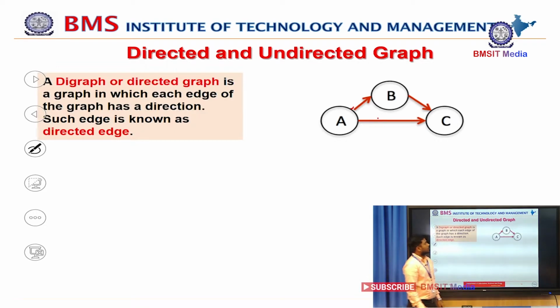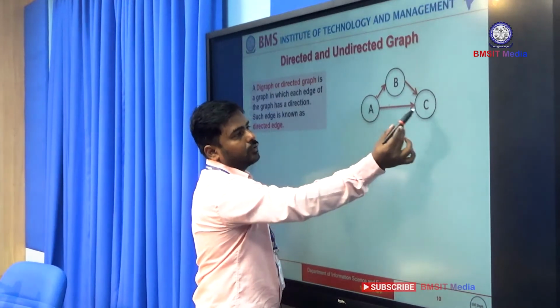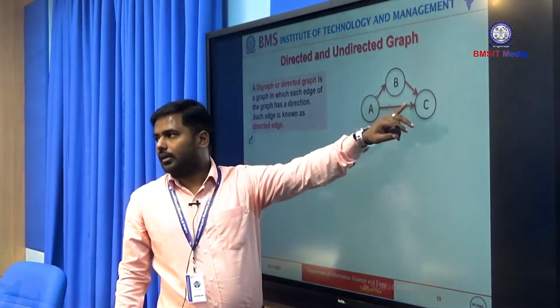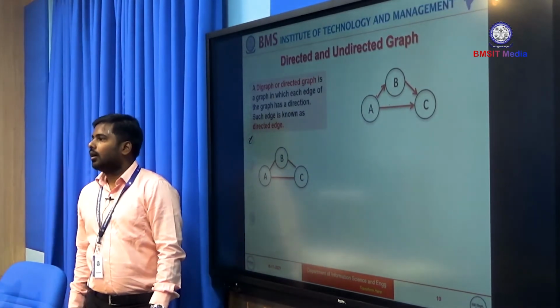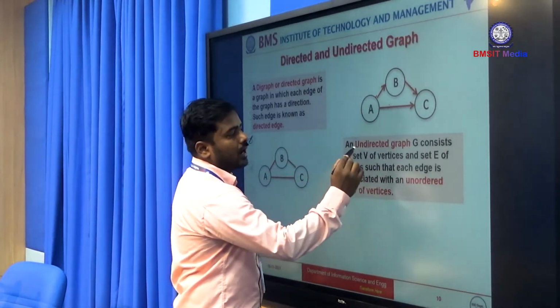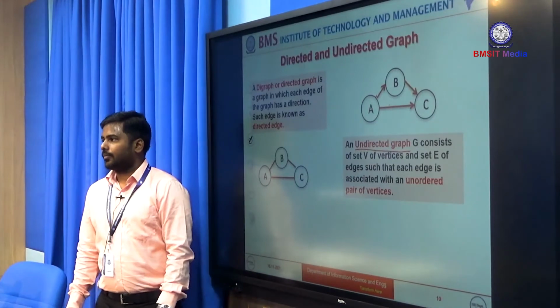Okay. So here we have an edge going from A to B, again an edge from B to C and an edge from A to C. So this type of graph, we call it a directed graph. And next, we have an undirected graph, where the edges do not have any direction. Such types of graphs we call undirected graphs.